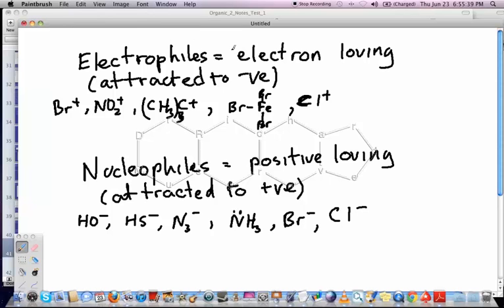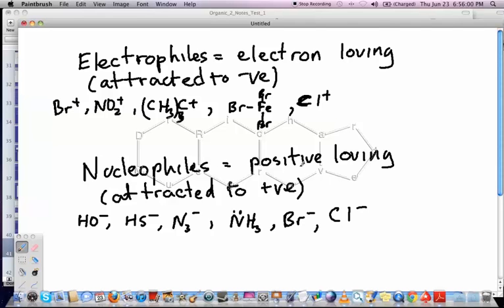Electrophiles are species that are electron-loving, and they're attracted to negative charges. As such, they tend to be either positively charged or they have the need to fill an octet by adding electrons. So these are considered to be electrophilic type species.